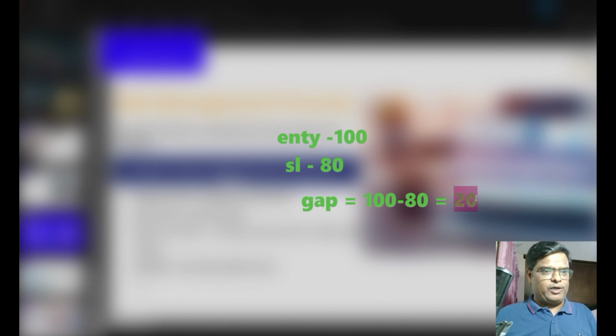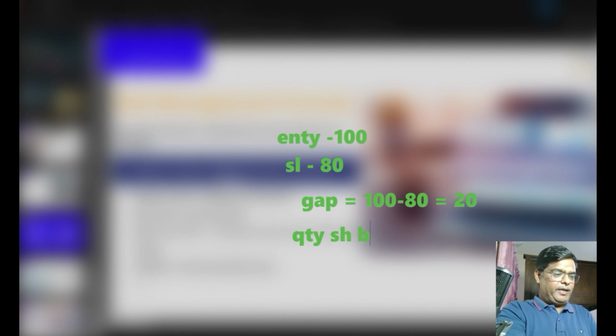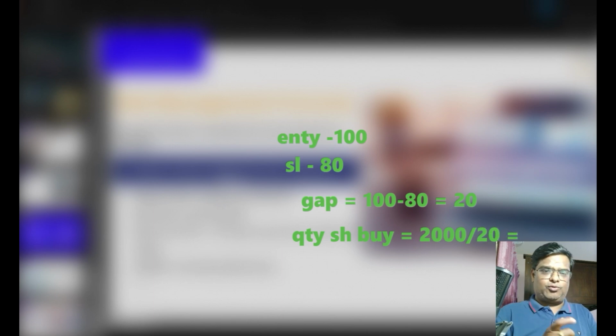So 20 rupees is the risk you want to take per share. The quantity of shares is equal to my risk, say 2000 rupees only, divided by 20. I'm saying my risk is 2000 rupees, and I don't want to risk more than that. This way you can buy 100 quantity. So this way, you can calculate the risk position.